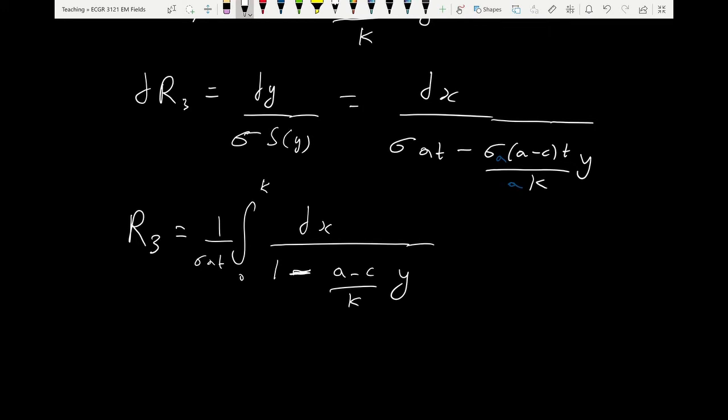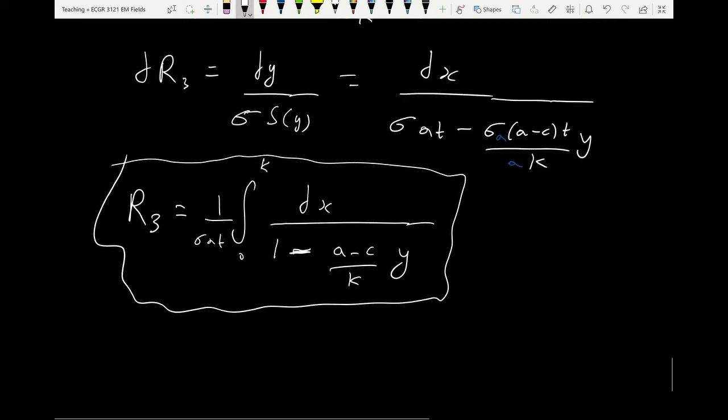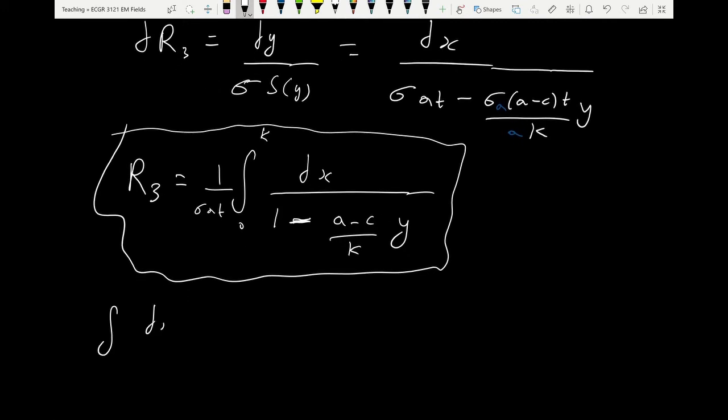Okay, and we have to evaluate this integral to find R3. Now, what is the integral of dx over, dy? Why do I keep saying dx? Okay, what's the integral in general of dx over 1 minus x? You could look at an integral table, but this is easy to find. This is just minus logarithm of 1 minus x plus c, some constant.